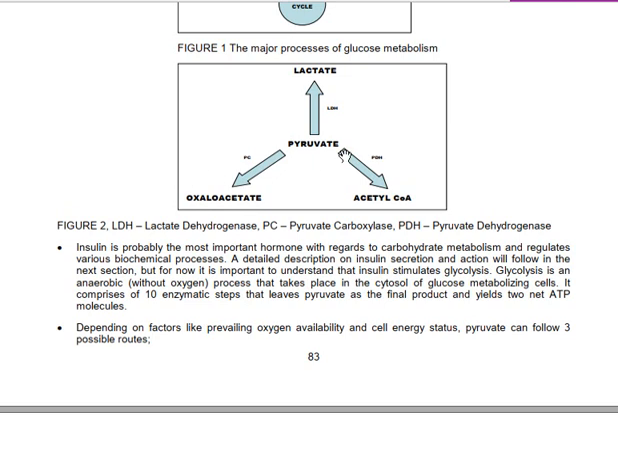Now, the different enzymes involved here: to convert pyruvate to lactate, we use LDH, lactate dehydrogenase. To convert pyruvate to acetyl-CoA, we use PDH, the pyruvate dehydrogenase enzyme. And to convert pyruvate to oxaloacetate, it is the pyruvate carboxylase enzyme.